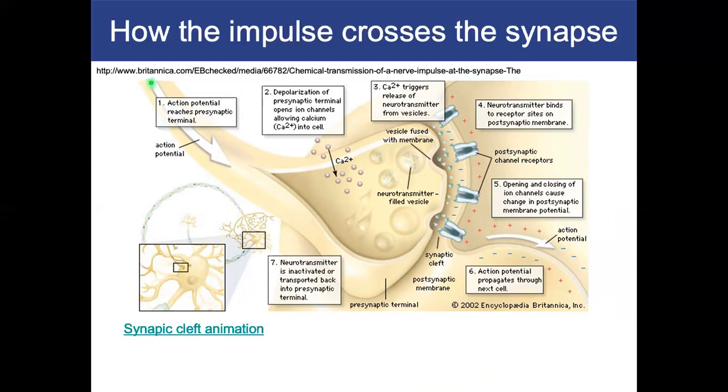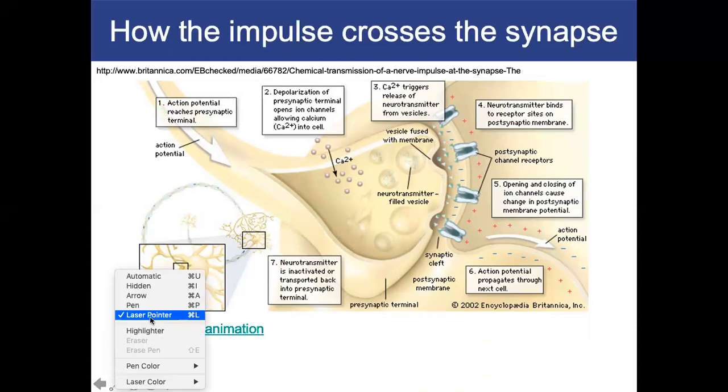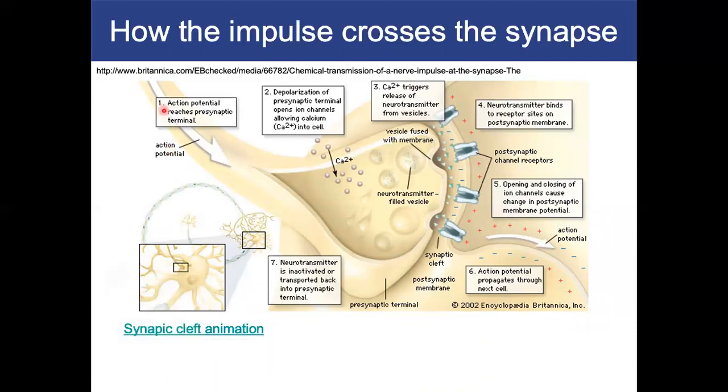And so if you go back to the axon, if you look at number 1, let me change the color of the laser pointer so you can actually see it a little bit better. Okay, so we're at step number 1. The action potential is going to move down the axon until it hits the axon terminal region.